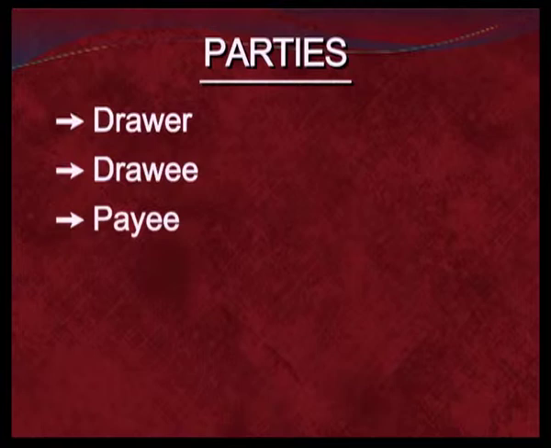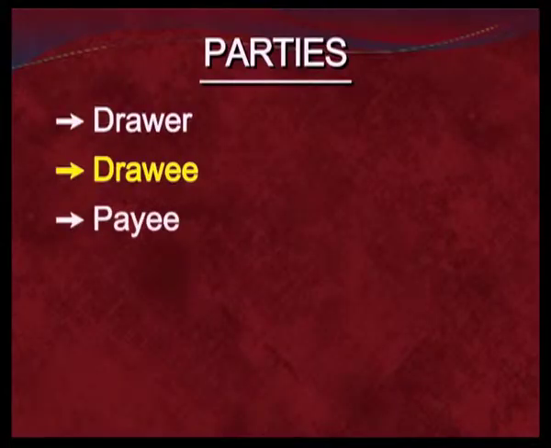Now, let us discuss the various parties to the bill of exchange. There are 3 parties to bill of exchange. First, drawer. Second, drawee. Third, payee. The person who sells the goods or the person who is creditor draws the bill. Second, drawee. The person against whom the bill is drawn is the drawee. He is the buyer of the good or the debtor.